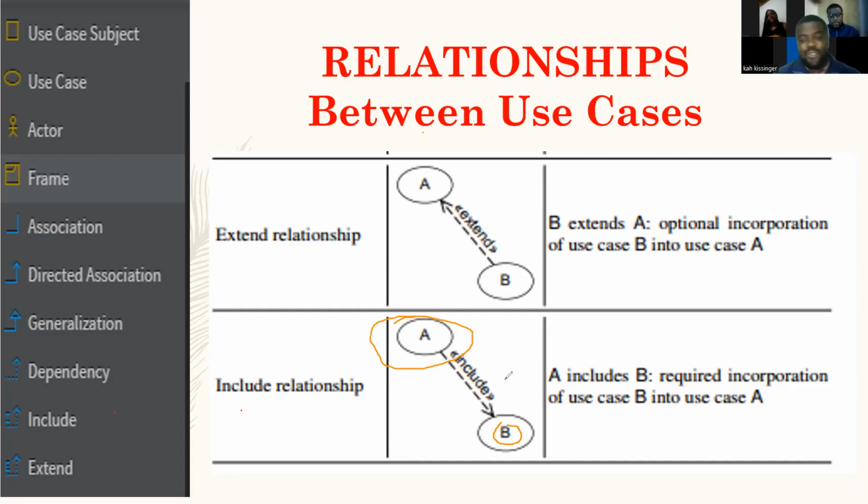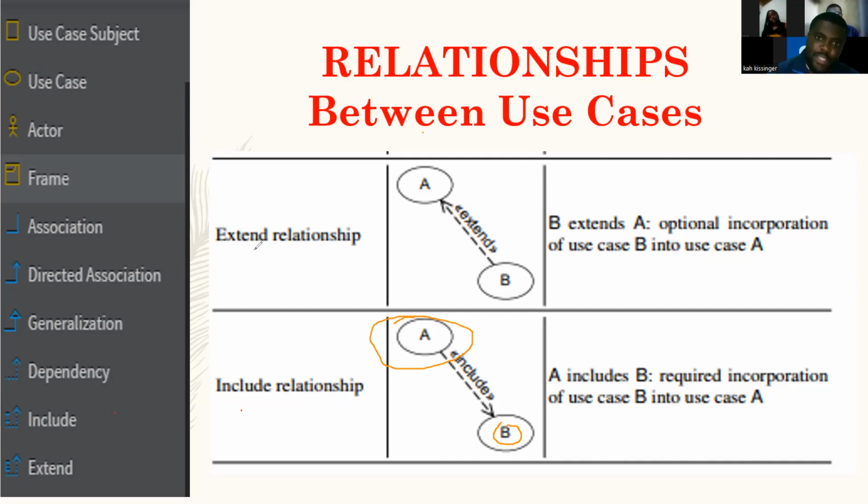So when A includes B, it means that they require incorporation of B into the use case of A. Before use case A is performed, B needs to be performed. B needs to be incorporated into its activity. And that is the foundation of the include relationship. Look carefully: the direction of the arrow of the include relationship leaves from the one that needs to have the second inclusion. A includes B. It means B is added into the execution of A.